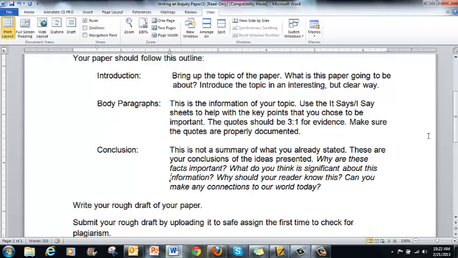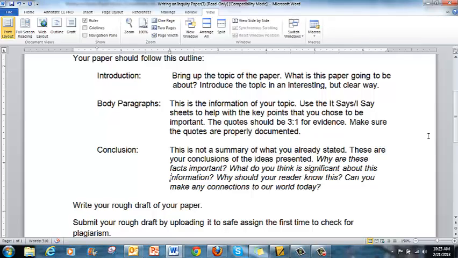The It Says, I Say pre-writing sheets that I had you do, if you go into the I Say column and you look at what you wrote there, that's all the information for your paper. If you did one for the Wikipedia entry and you did one for the additional article that you found, so that you have a total of 3 references, that will be the body information in your paper. You've already researched and decided what is really important.